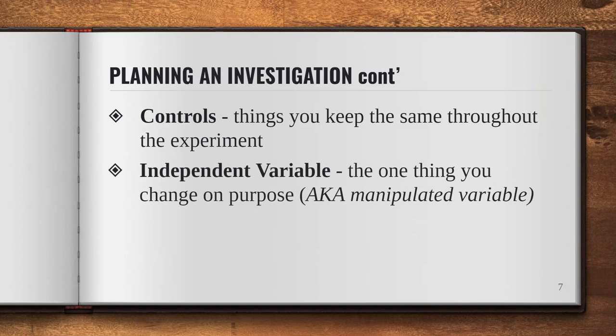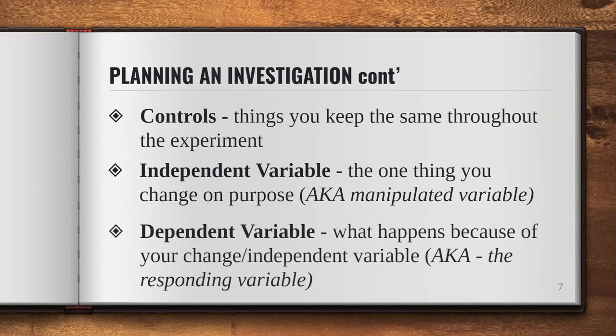And the one thing that you alter or change is the independent variable. That's the thing you're testing. In our last experiment, it was the amount of vinegar. And then the dependent variable is the result. What happens because of your change? So if you change the amount of vinegar and the reaction gets bigger, then we know what happened and why.